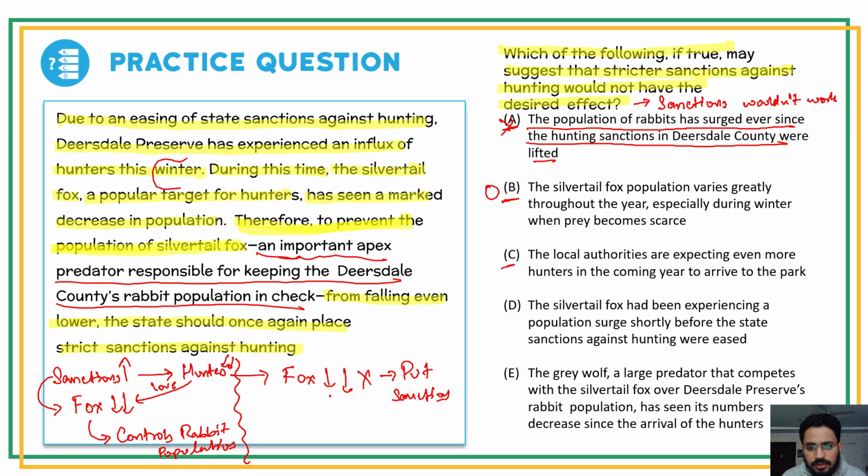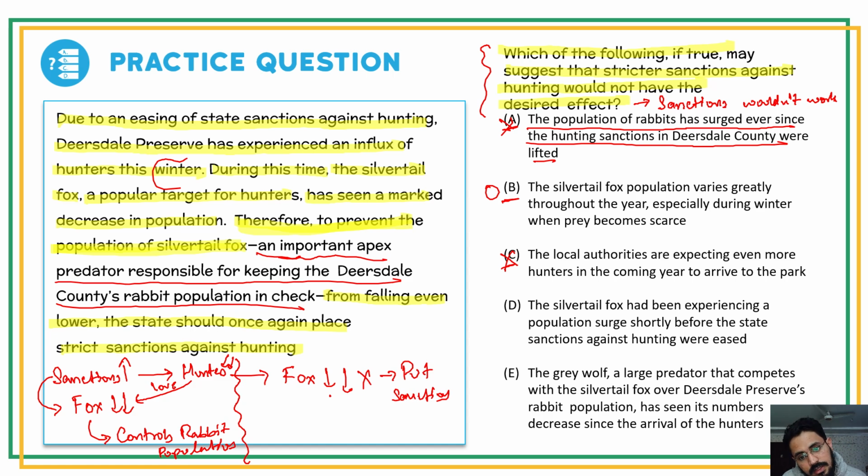C, the local authorities are expecting even more hunters in the coming year to arrive at the park. If my superior tells me that, I'm going to say, well, guess what? All the more reason to put sanctions back. But that's not what the question is asking us to do. My senior should give me a reply which shows that putting sanctions would not help. So this is wrong. This is doing the opposite of what the question is asking me to do.